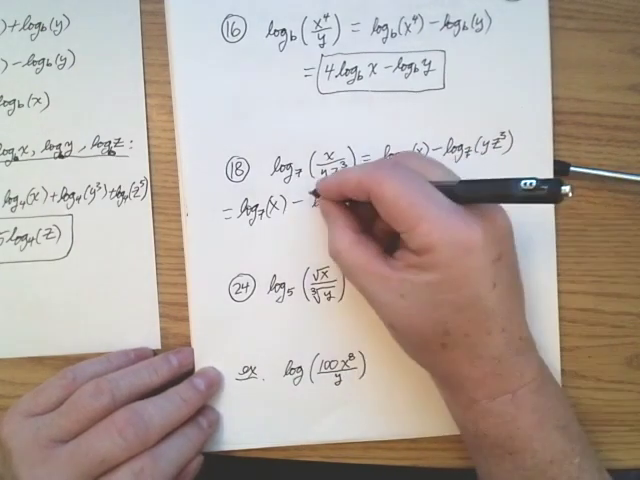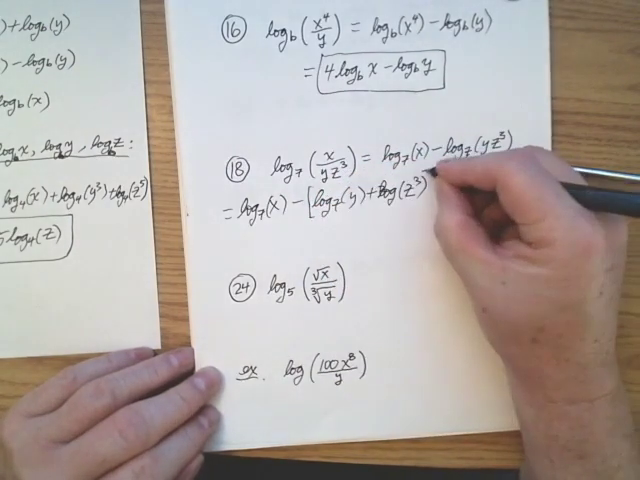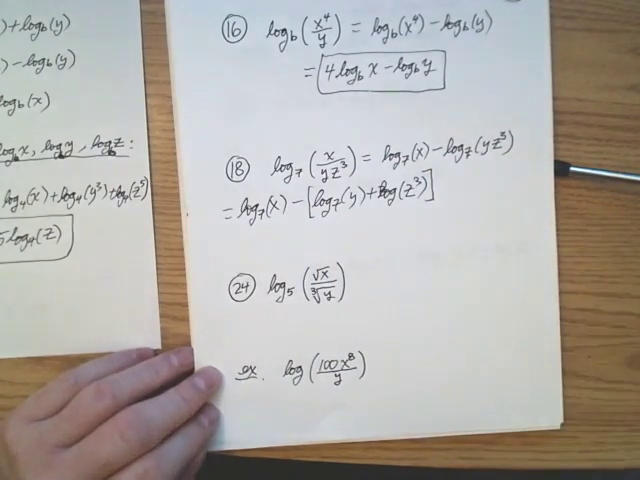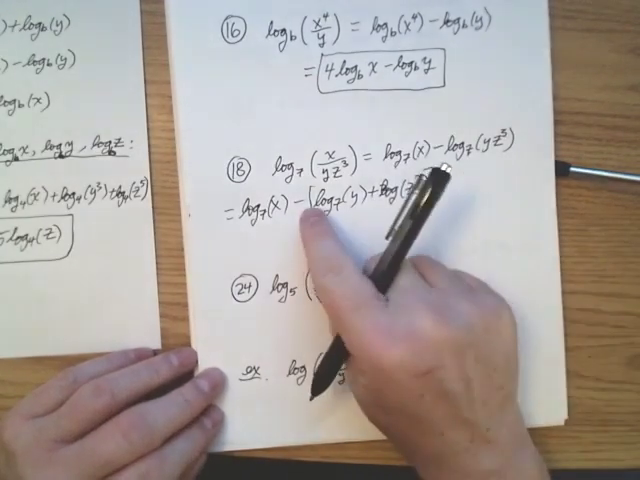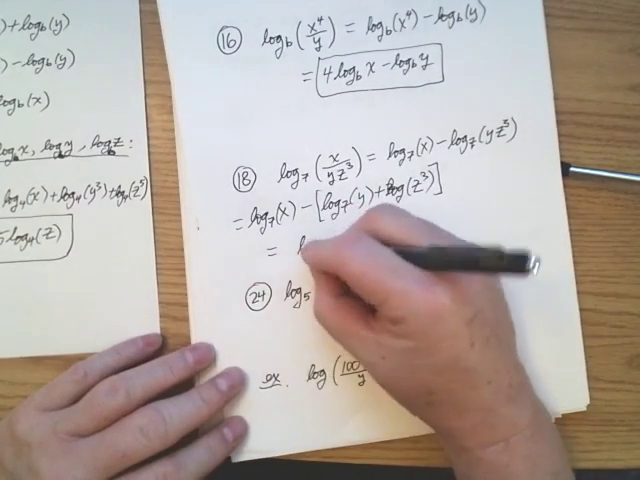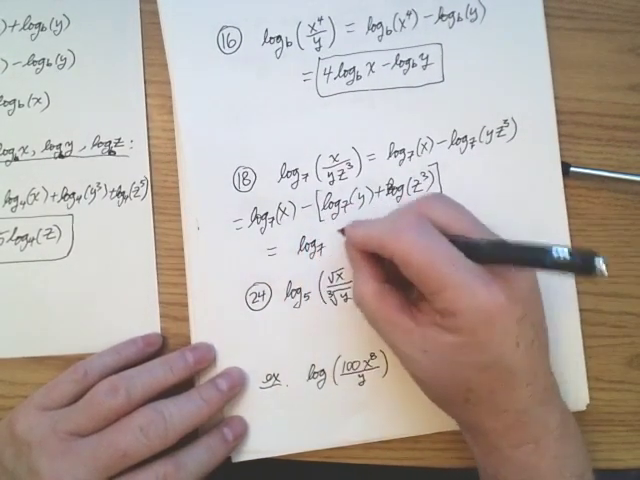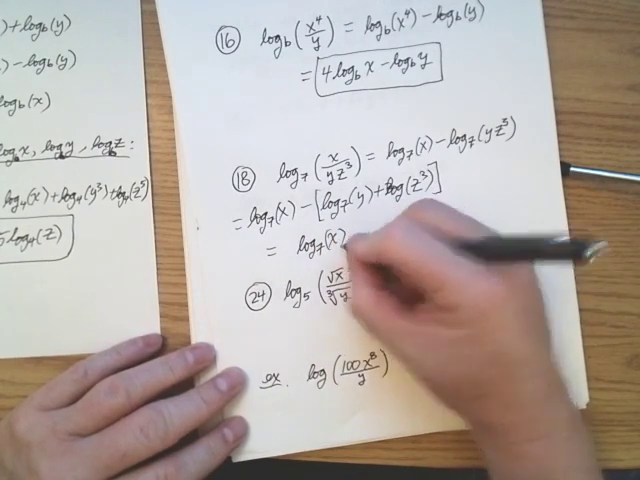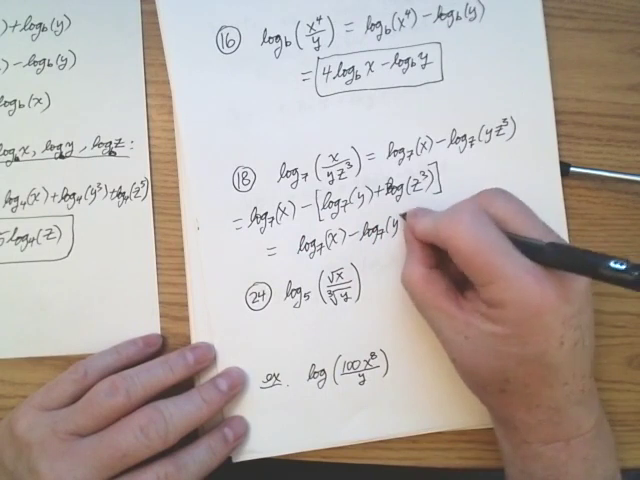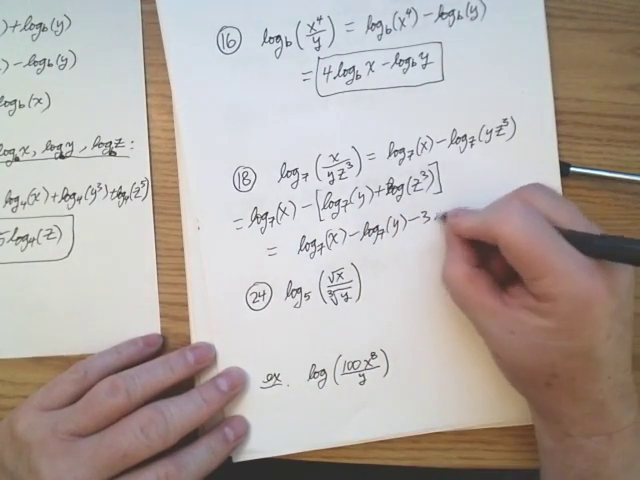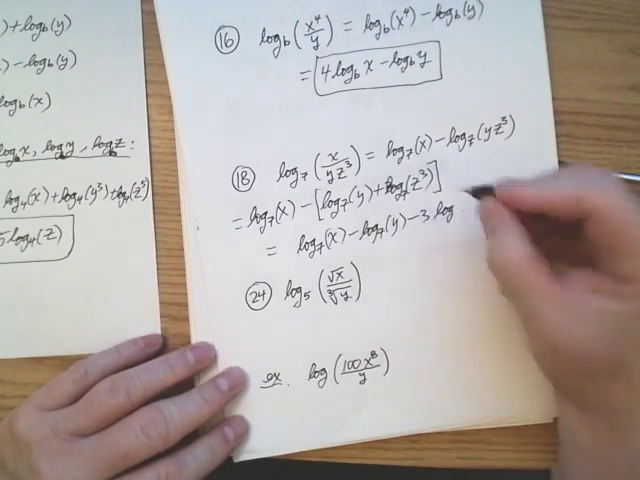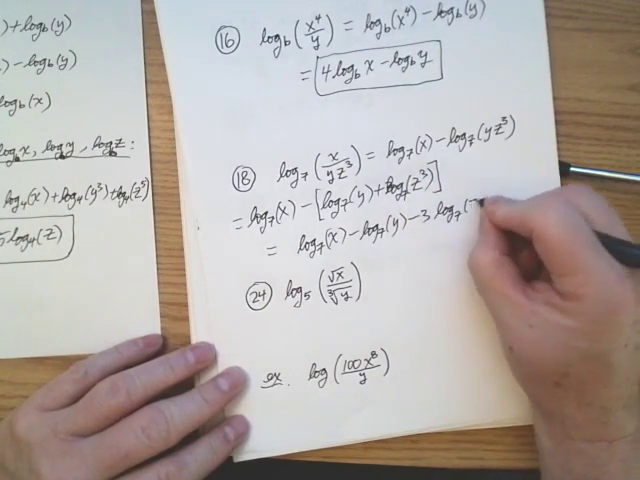That's okay, but I would need what? I would need parentheses, or in this case I'll write square brackets, right, to set that off there. So that negative sign actually distributes through this stuff. So let's go ahead and write this: logarithm base 7 of x minus logarithm base 7 of y minus 3 logarithm base 7, I forgot the 7 there, of z.